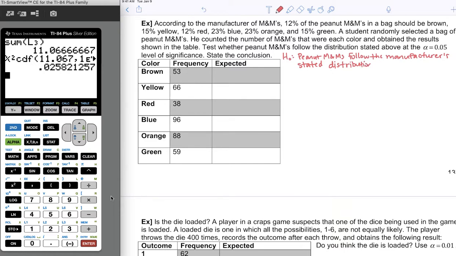And then, of course, H1 will be the opposite. Peanut M&Ms do not follow the manufacturer's stated distribution.